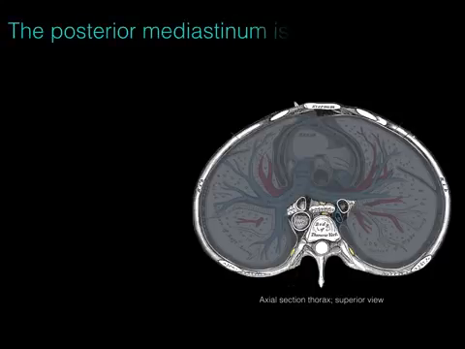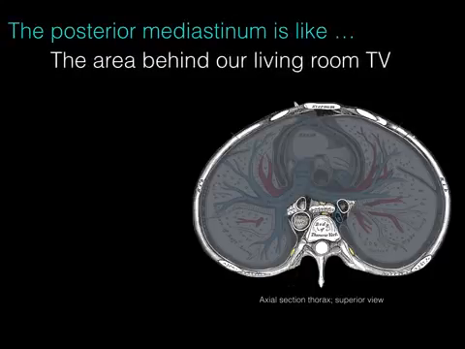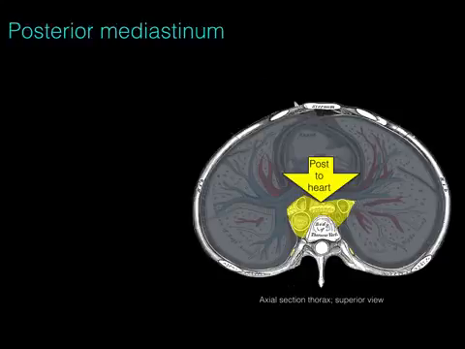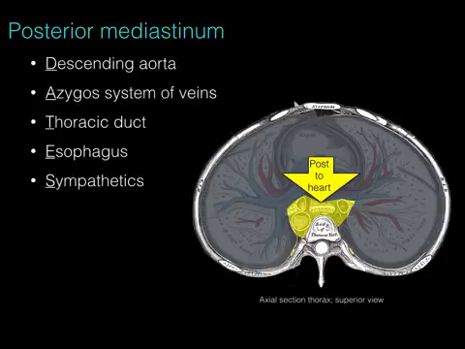Well, the posterior mediastinum is like the area behind our living room TV, where our heart is our living room TV, and the posterior mediastinum is everything posterior to the heart, all those different wires. But unlike my living room, they're extremely organized. And so the posterior mediastinum, the stuff, the wires, the material behind the TV or behind the heart, are the following: DATES, which is an acronym for descending aorta, azygous system of veins, thoracic duct, esophagus, and our sympathetics.